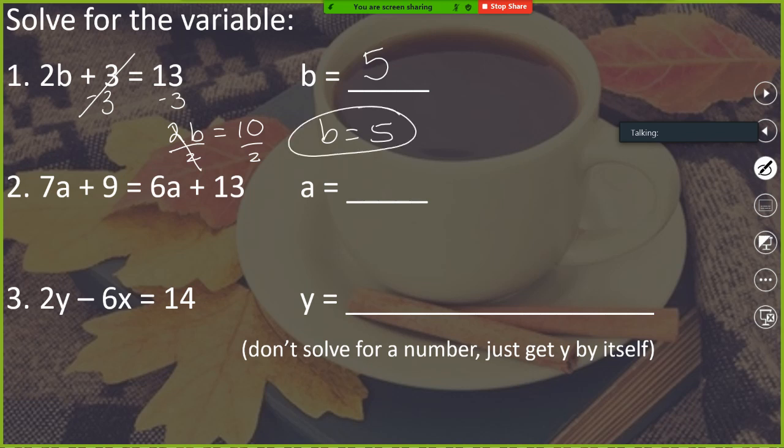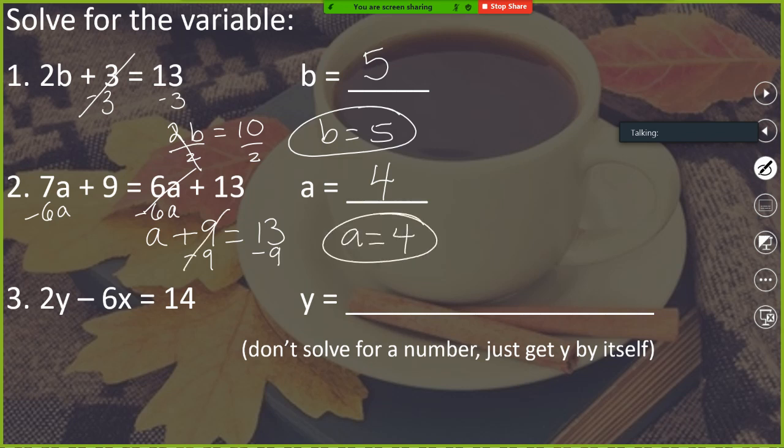Okay, number 2, it says that 7a plus 9 is equal to 6a plus 13. What did you get for that one? 4. A is equal to 4. So here's what we would do. We would subtract 6a from both sides. Then 7a minus 6a is just 1, so just a. So now we have a plus 9 is equal to 13. Subtract 9 from both sides, and that's how we get that a is equal to 4.